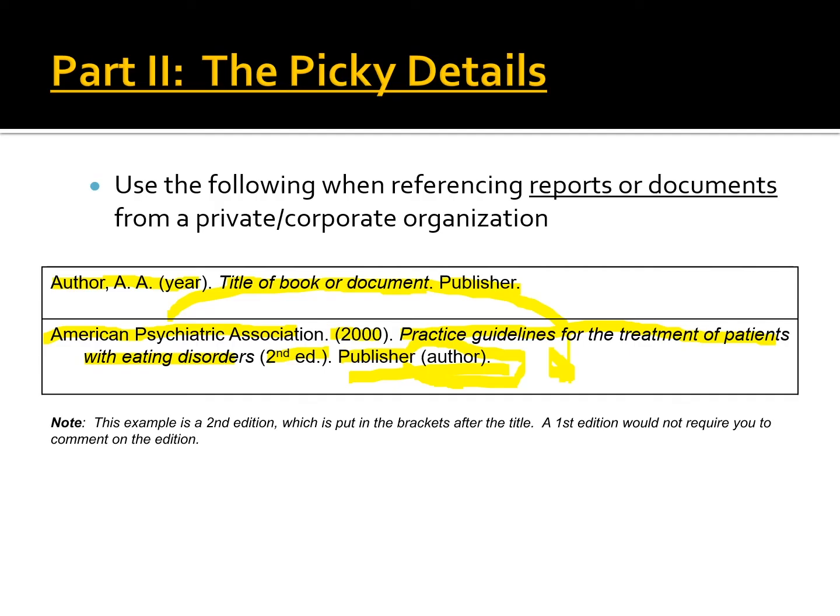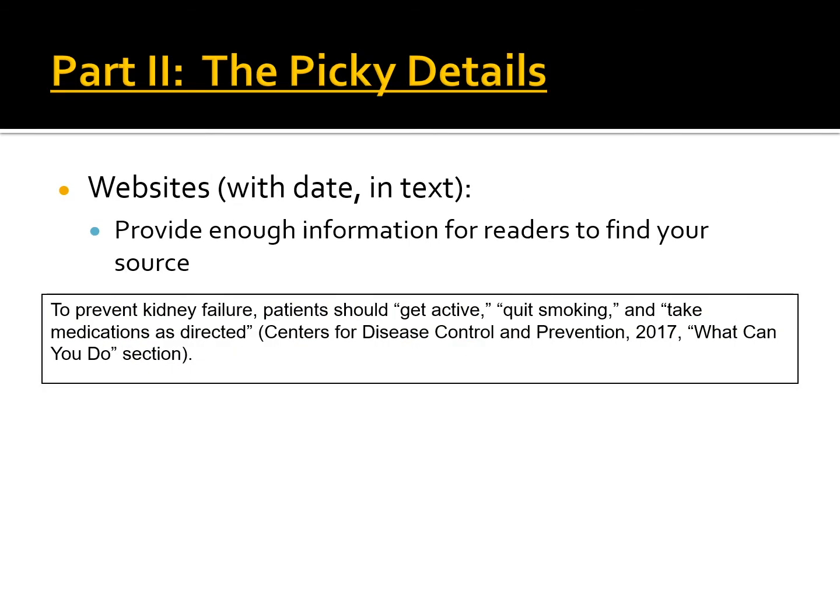A first edition, you wouldn't have to do that. And if the corporation and the publisher are the same thing, then you would put APA as both author and publisher. But of course, that's not always going to be the case. So sometimes you're publishing some kind of corporate document, but the publisher is, I don't know, Sage or whatever, then you would put Sage. Okay? But I think this is a good example because many people cite the DSM-5 in psychology.